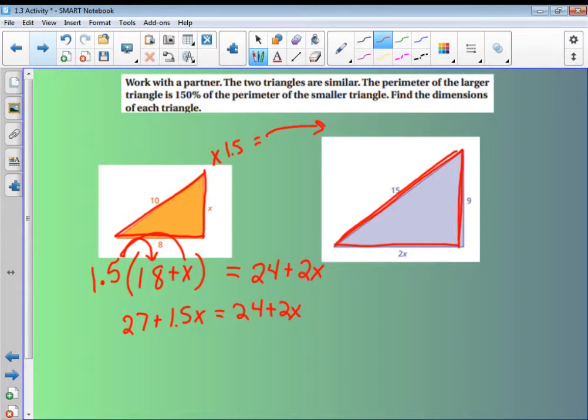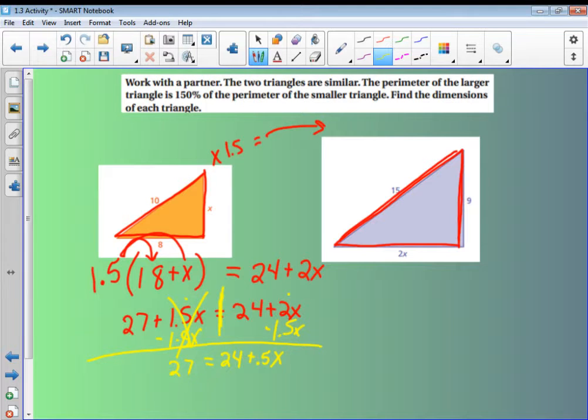So once again, I'm looking at this one for strategy because I don't want to work negative numbers if I don't have to. So when I look and I compare this x to this x, they're both positive. I'm going to get rid of the smaller one. So I'm going to move this 1.5x by doing the opposite. So minus 1.5x minus 1.5x. So I have 27 left here equals 24. And then 2 minus 1.5 is going to be a positive 0.5x.